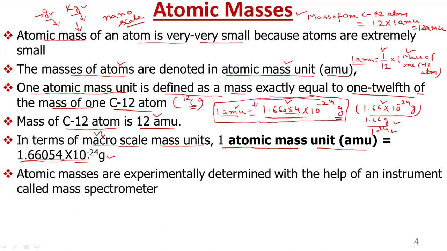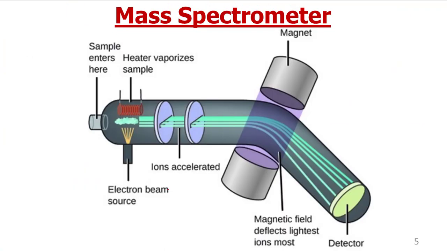One thing more: atomic masses, like the mass of an atom, are determined experimentally with the help of an instrument called a mass spectrometer. A mass spectrometer is an instrument used to measure the atomic masses of very small particles like atoms, neutrons, protons or electrons. This is a typical schematic diagram of a mass spectrometer, which has an electron beam source, ion accelerators, magnets and detectors.